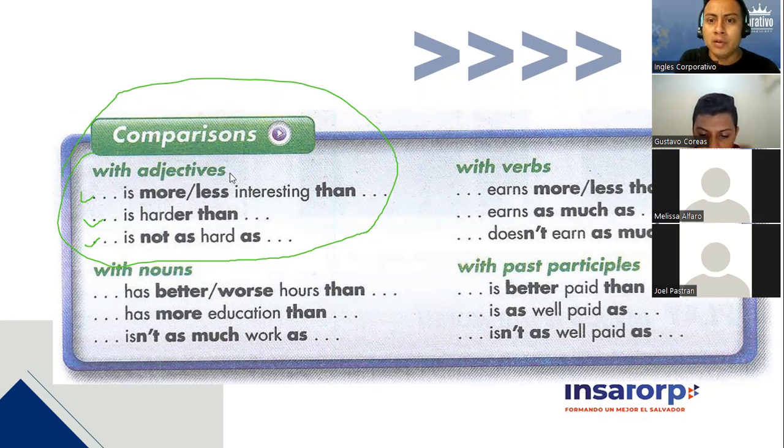And we have earns more, earns as much as, doesn't earn. I think we can talk with this verb, earns. Then what about with nouns? We have better, worse, hours, more education than. This is kind of me. And then isn't as much work as. Let's compare nouns. Let's compare people. Let's compare situations or occupations. Anybody who wants to participate with any example?